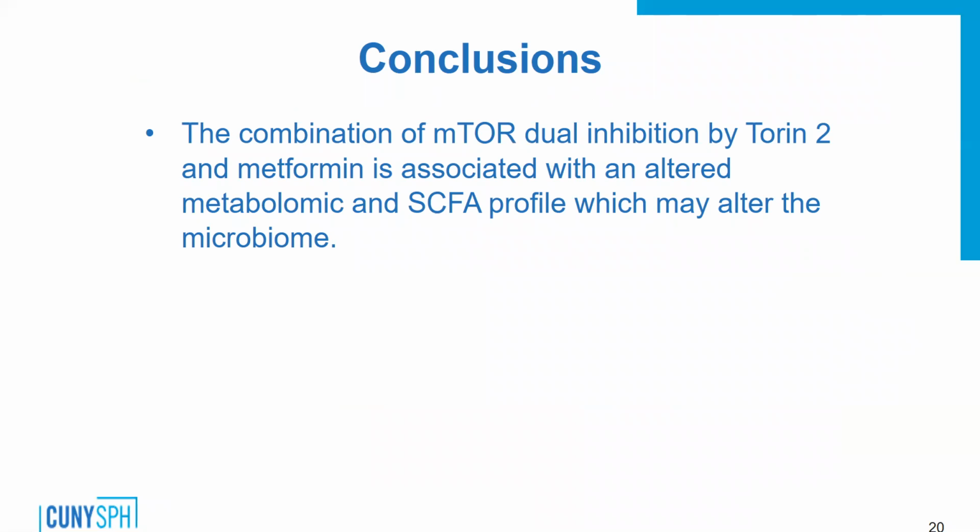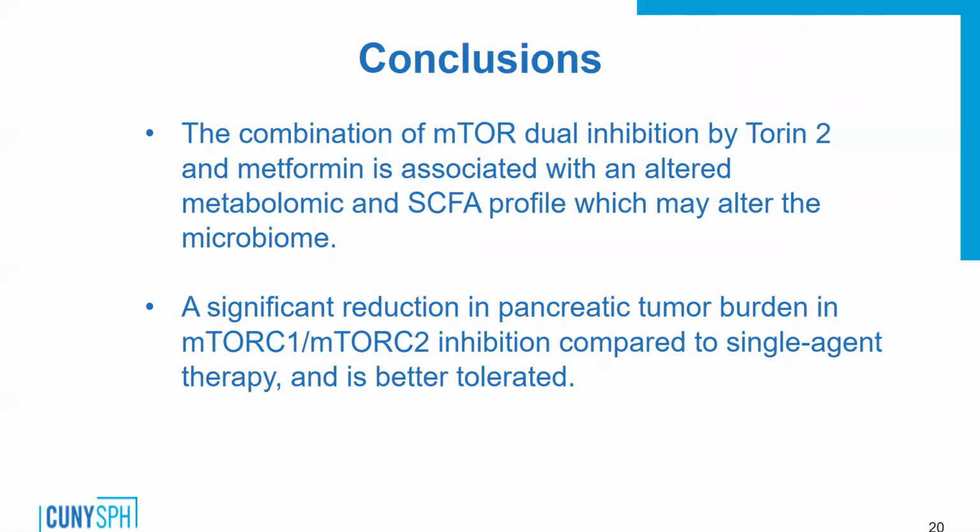So in conclusion, the combination of mTOR dual inhibition by taurine-2 and metformin is associated with an altered metabolomic profile and short chain fatty acid profile, which may alter the microbiome. And a significant reduction of the pancreatic tumor burden has been shown with inhibition of mTORC1 and mTORC2 compared with a single agent therapy, and it is better tolerated when mTORC1 and mTORC2 inhibition is given together with the metformin administration. Both of them together were better than the single agent therapy.